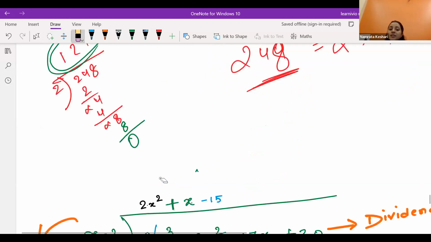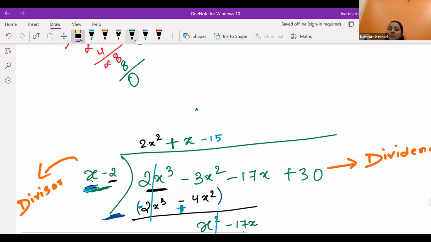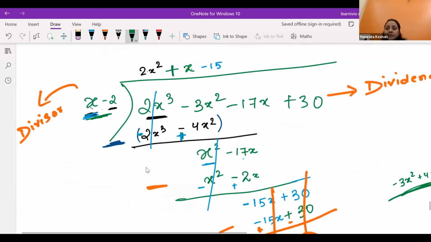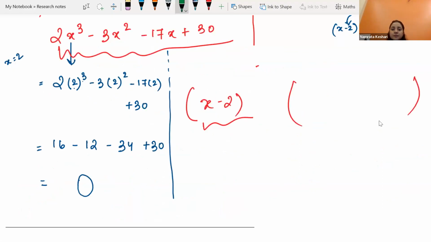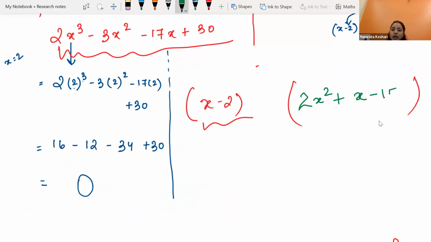But we wanted to know what is the other factor. So can we say that the other factor is 2x squared plus x minus 15? Can we say? Yes, ma'am. Let's write it. The process of doing division is clear to all of you. Yes, ma'am. Let's write the other factor: 2x squared plus x minus 15. Now, does it look like splitting the middle term may work over here, because this is a quadratic polynomial?